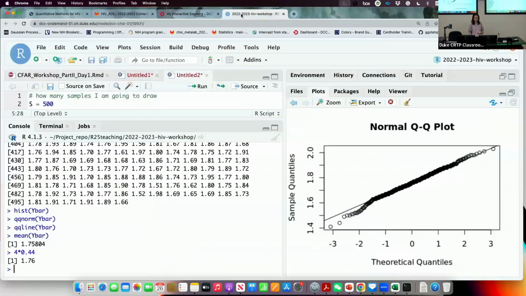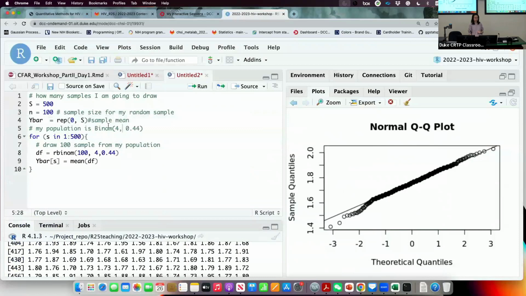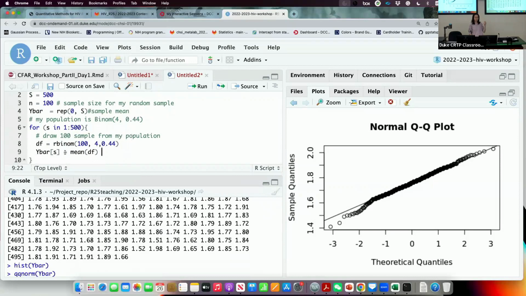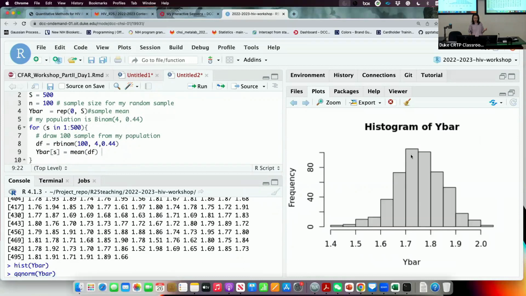And you see that, it doesn't matter. My population is actually a binomial distribution, a discrete distribution. But if you look at the sampling distribution of my sample mean, it looks very similar to the normal distribution. And if you look at this histogram, they are actually continuous variables, because the sample mean from this binomial distribution is a proportion, which is sort of continuous.